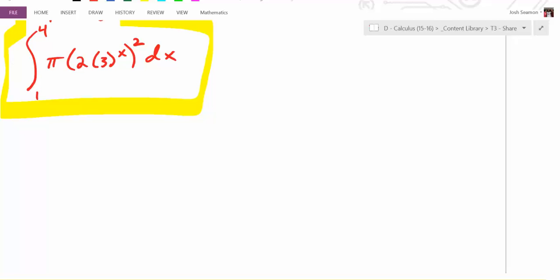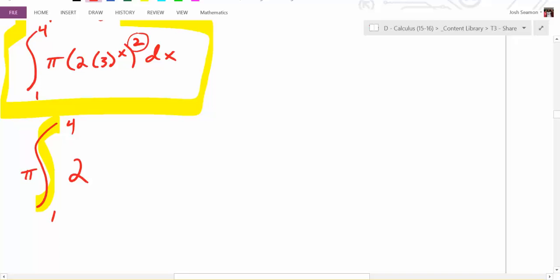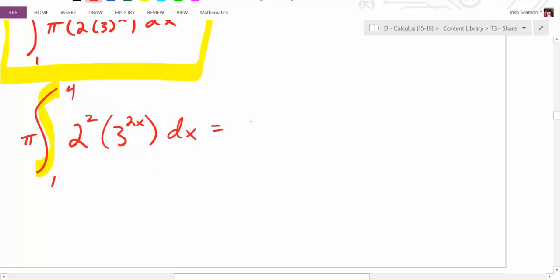Do that now. It's going to be 1 to 4. We can pull out the pi, but it's 2 what? What do you have to do with the exponent right here? 2 to the what? And then times 3 to the what? 2x dx. What can you still factor out? So you have 4 pi, 1 to 4 of what? 3 to the 2x dx. And this is something you absolutely can integrate right here.